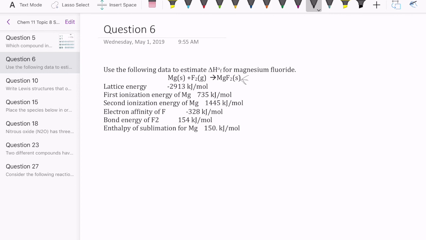However, one of the components here is lattice energy. And so if you want to think about this problem in general, this is a Hess's law problem where you need to come up with a set of reactions and add them such that you get that target reaction that's given at the top.